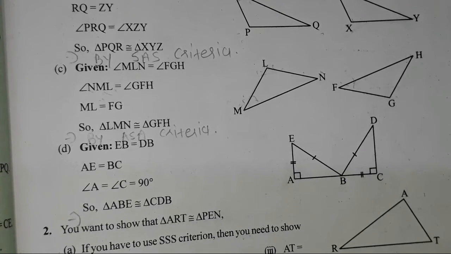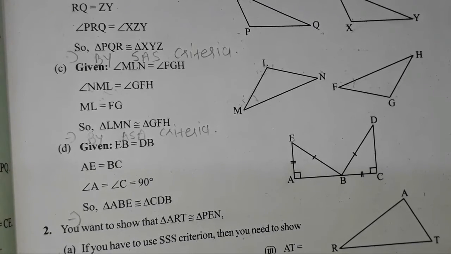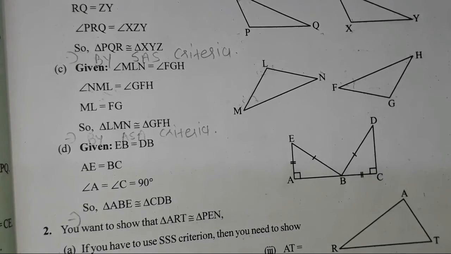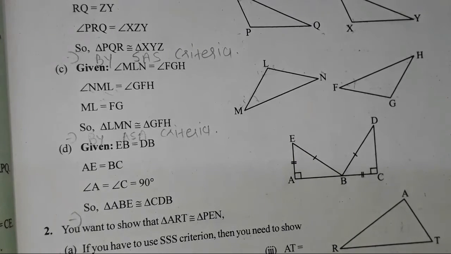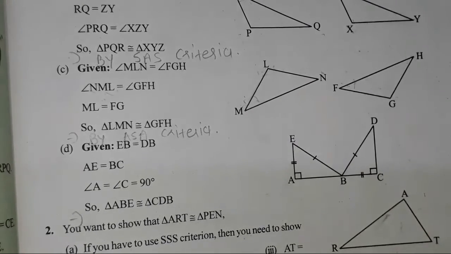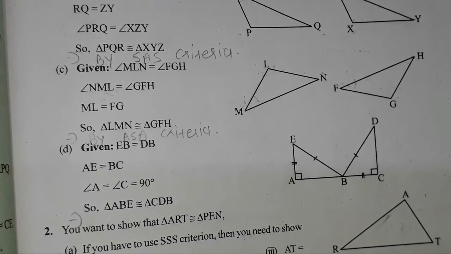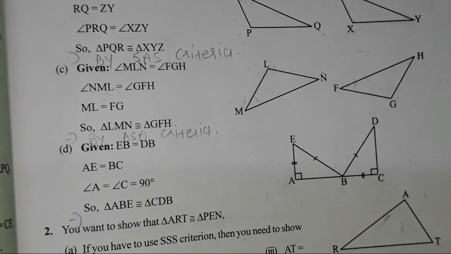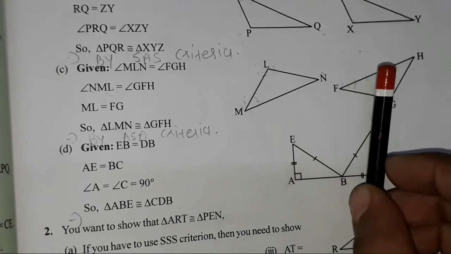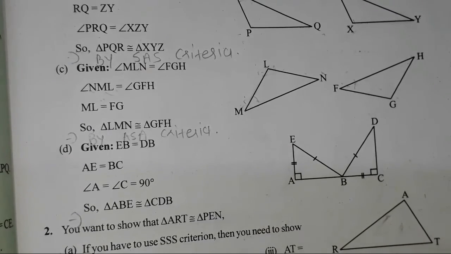So as we studied in RHS, right angle hypotenuse side criteria, in a right angle triangle this one is our hypotenuse and these two are our legs or sides. So if the hypotenuse and one side of a right angle triangle are respectively equal to the hypotenuse and one side of another right angle triangle, then both the figures are congruent. Here we can see that the hypotenuses are equal and the measure of any one side is also equal.